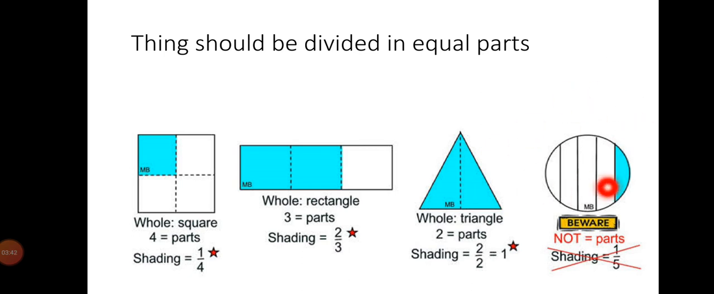Now have a look at the last picture, be aware of it. It is divided into 1, 2, 3, 4, 5 parts. But all the parts are not equal. So we cannot write the fraction of this picture. A fraction can only be written when the whole thing is divided into equal parts.